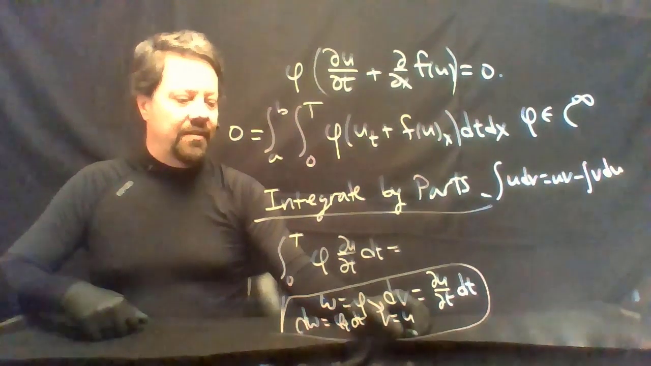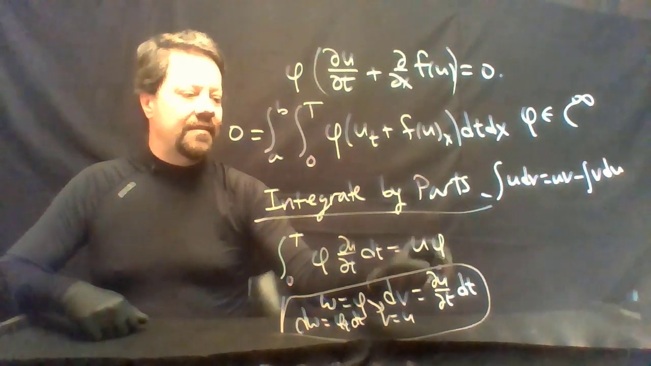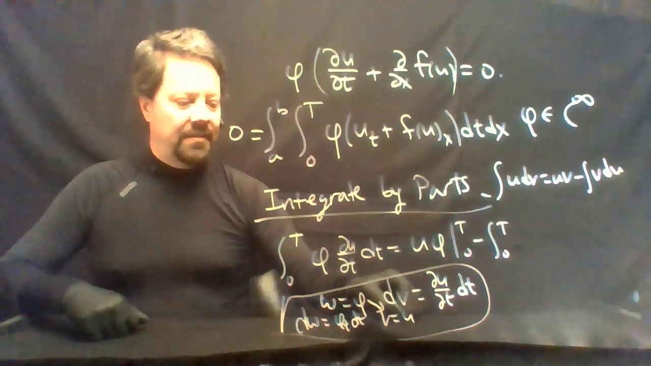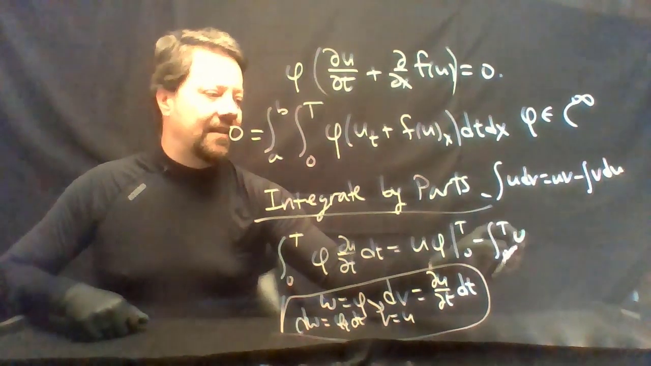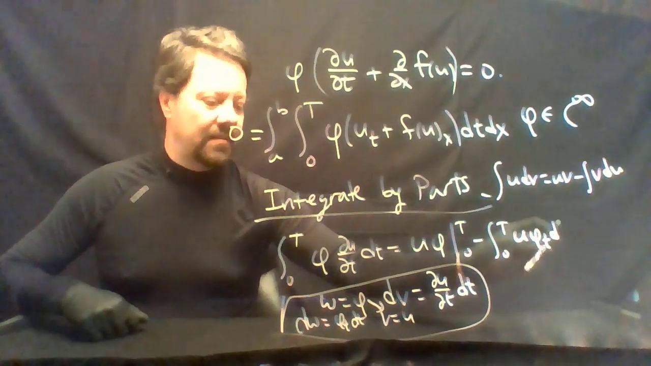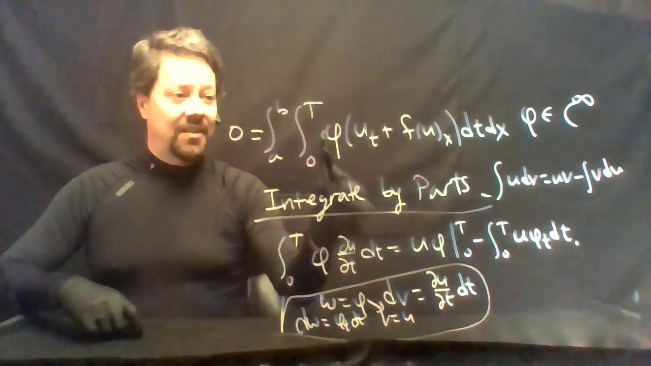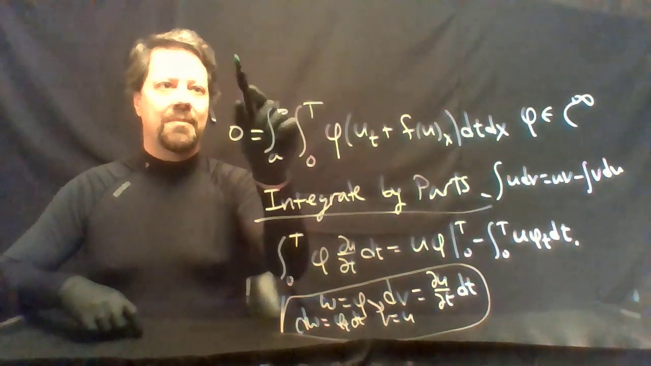We'll have u phi minus integral u phi t, which will account for the first term of this integral.